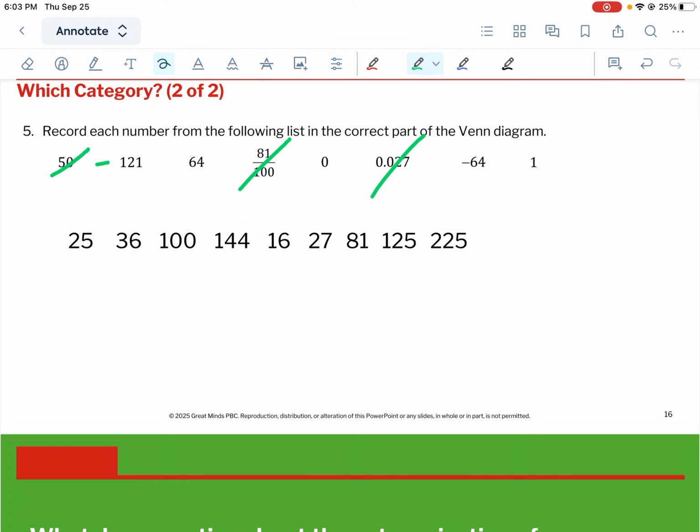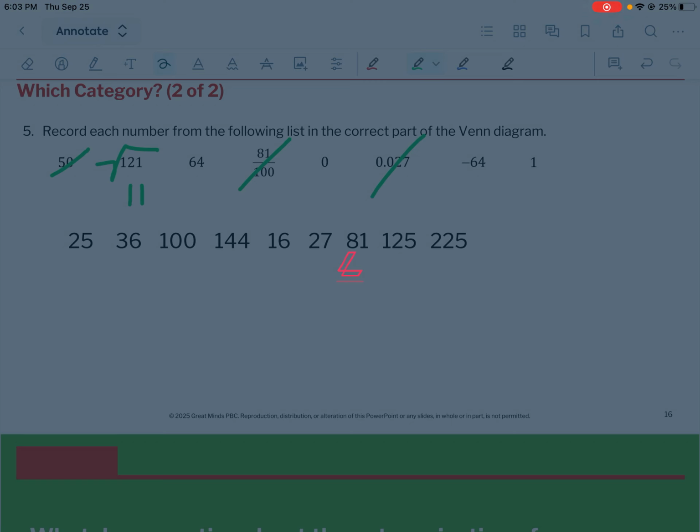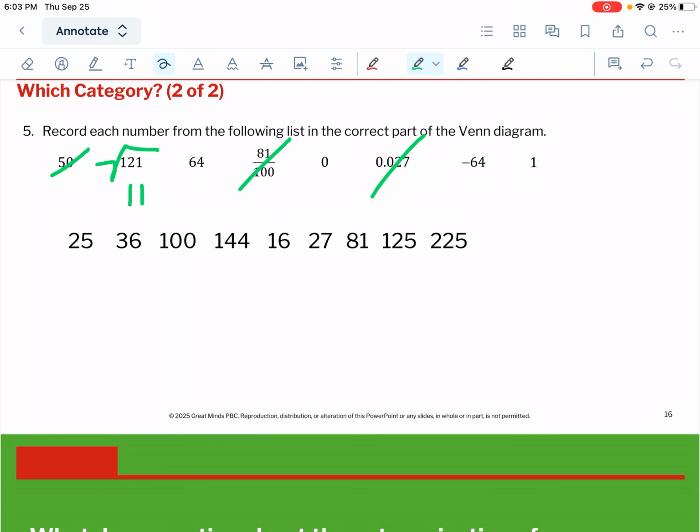Off the top of my head, I know if I square root 121, I'm going to get 11. So that is a perfect square. For 64, I know that 4 times 4 times 4 is 64. But I also know that 8 times 8 is 64. And both of those numbers will qualify as being perfect squares and perfect cubes. It's just more than one value that can give us the same number. So 64 would be both.